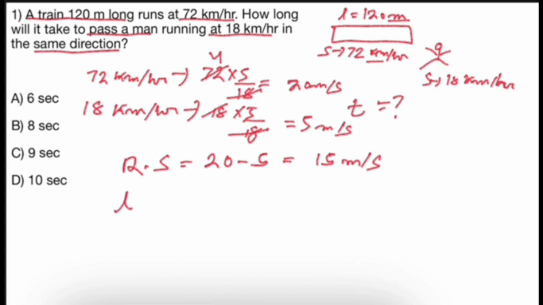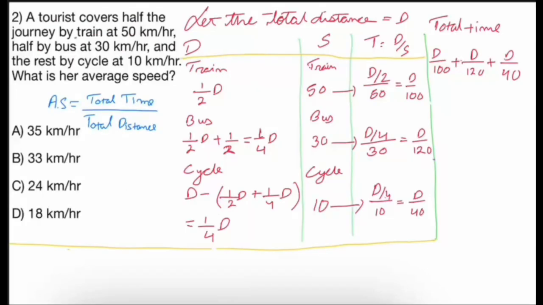Now we'll find the time. The time is distance divided by speed. The distance here is 120. Why 120? Because it is this length of the train that will cross the man. So it's 120 divided by the speed, 15. If we cut this, this will be 8. So it's 8 seconds. Hence option B is the right answer.